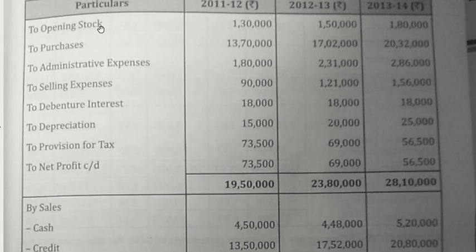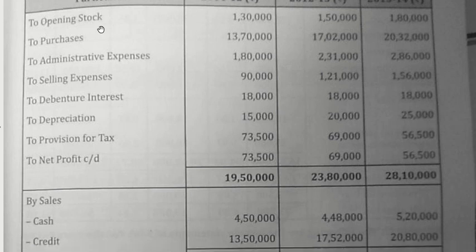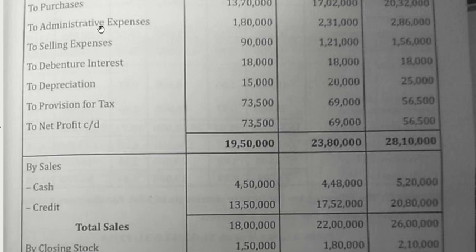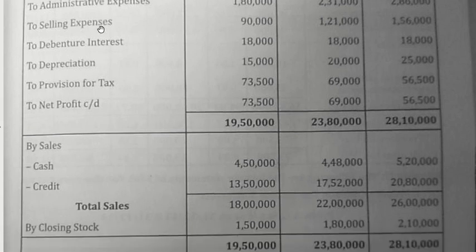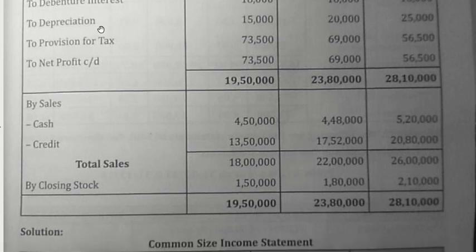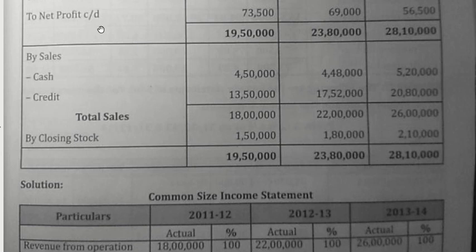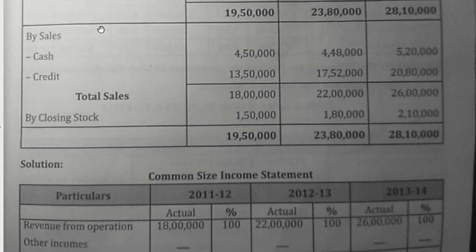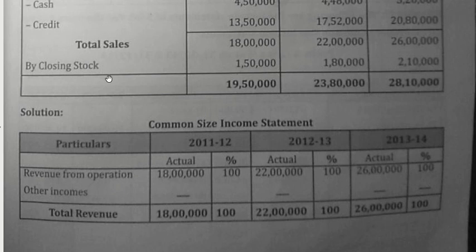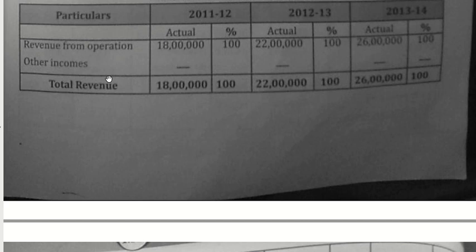So opening stock they have given. If they have given opening stock, you look into your closing stock. So opening stock minus your closing stock will become changes in inventories. Next you have purchases, then you have administrative expenses, selling expense, debenture interest is your finance cost, depreciation is your depreciation and amortization expenses, provision for taxation is after your profits before tax, you will minus a provision for taxation. Then you have your sales, they have given cash and credit, you will total up both your sales, that will be your sales figure. And closing stock, you will minus it with the opening stock in order to get your changes for inventories.